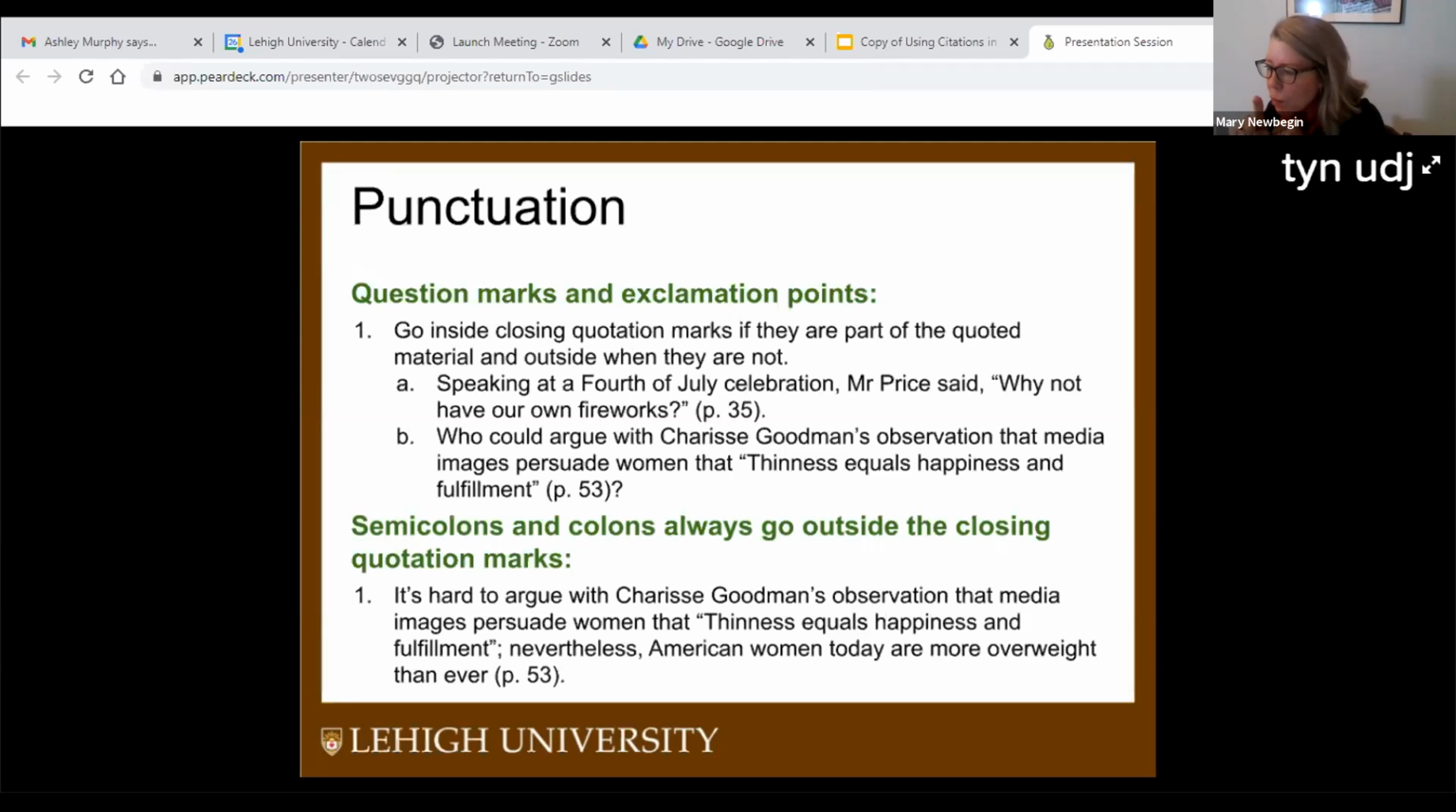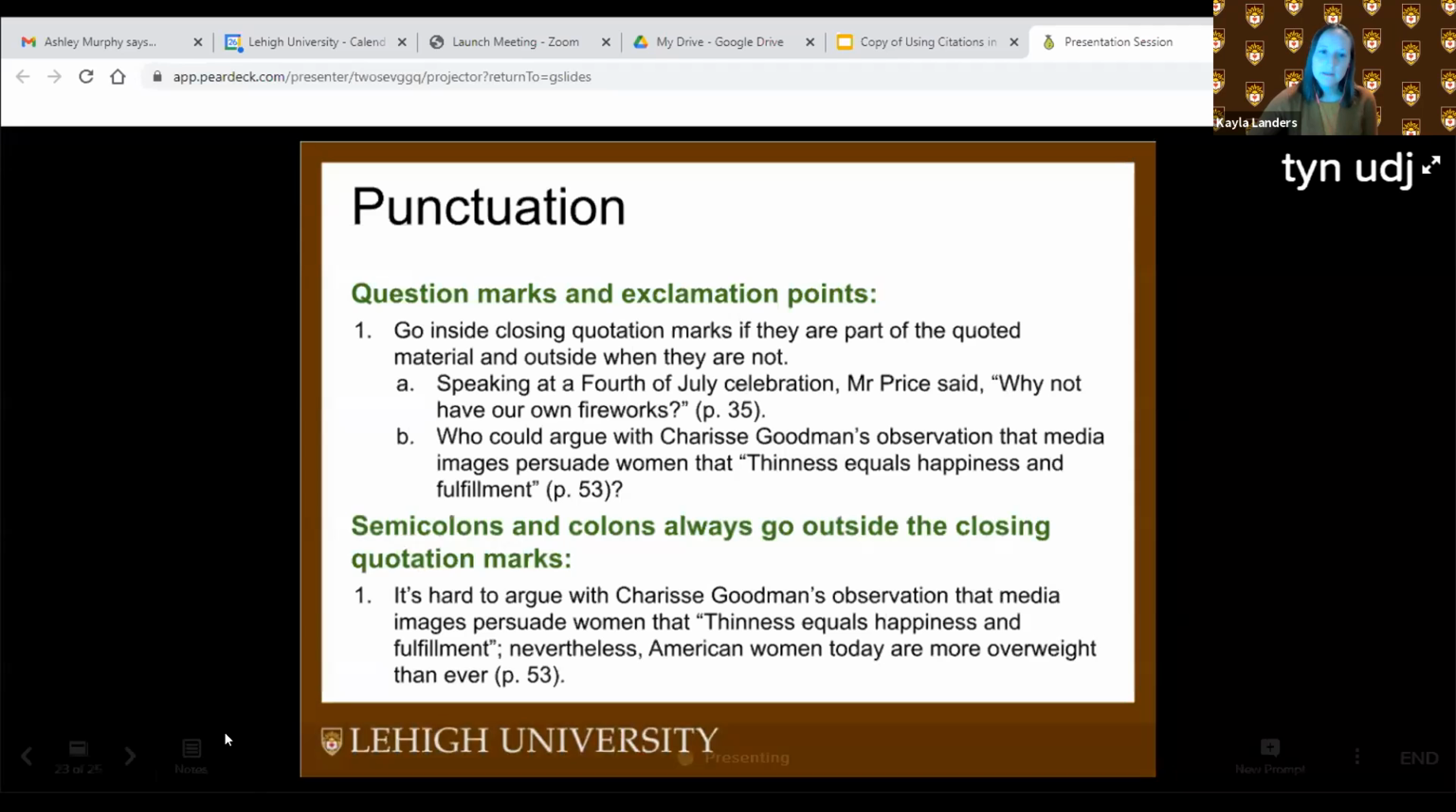Can I just add one more point? Sure. Also notice that the first word inside those quotation marks begins with a capital letter. Okay. And then semicolons and colons always go outside the closing quotation marks. You see the example there. If you're questioning punctuation, style guides have all of these as well, but those are the general things that you should keep in mind.